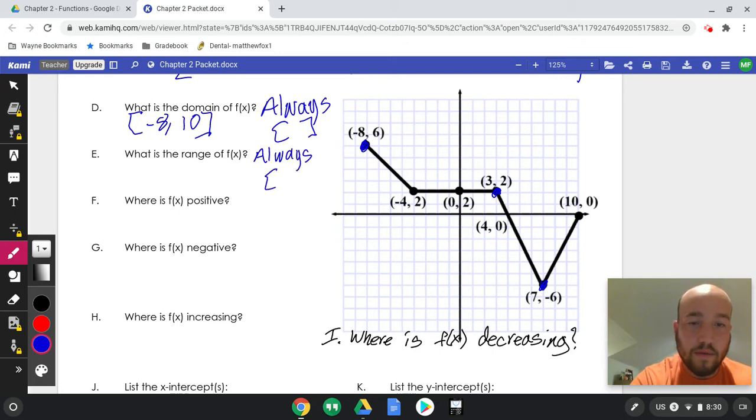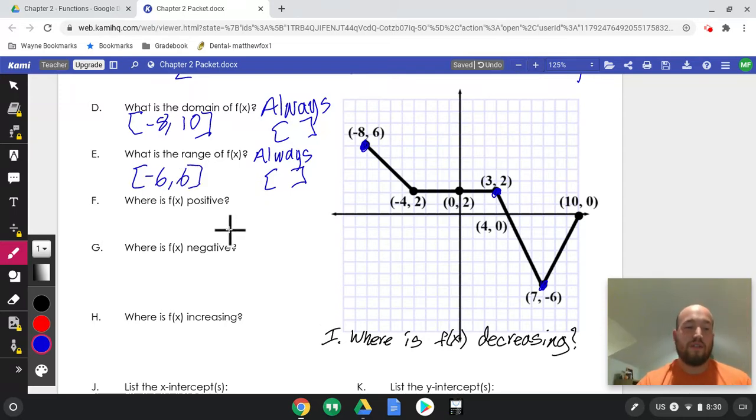Now, for the range, instead of left to right, it's low to high. So the lowest possible y value, remember range is our y, is negative 6. Highest possible y value is 6. So once again with brackets, negative 6 comma 6.